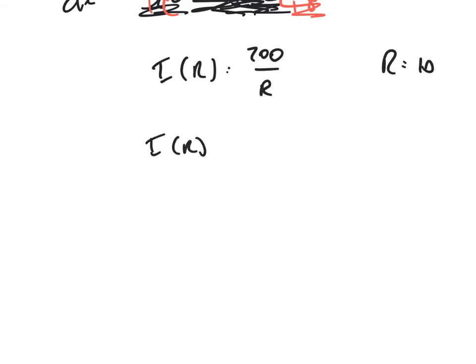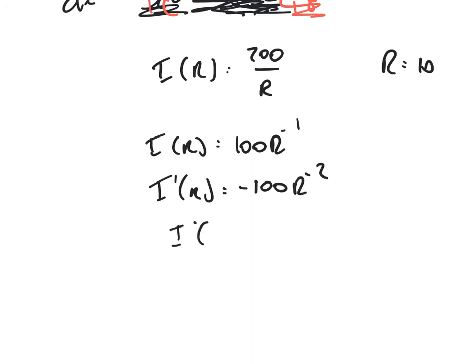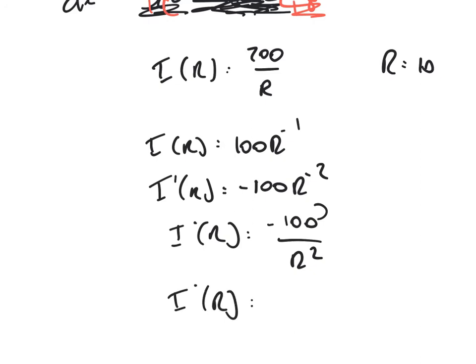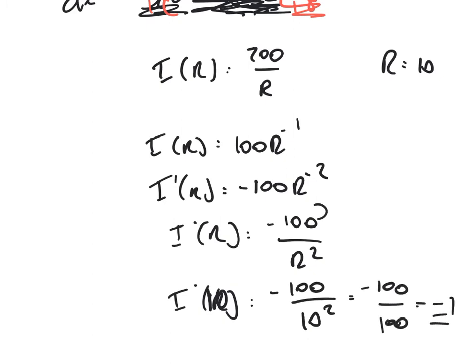Okay, so first of all, let's prepare to differentiate. That will be 200 R to the minus 1, and then differentiate: minus 200 R to the minus 2. So let's get a positive power so that we can sub in: minus 200 over, bring that down, R squared, and we're looking at the calculation when R is equal to 10. So that's minus 200 over 10 squared, that's minus 200 over 100, and that is equal to minus 2.